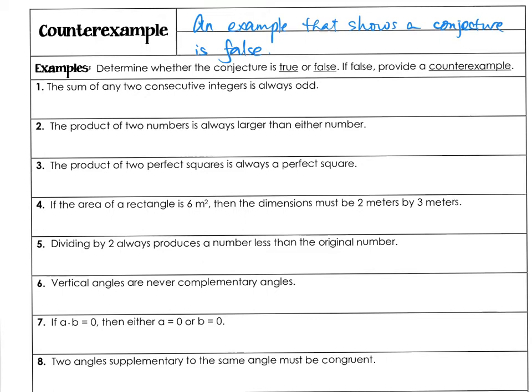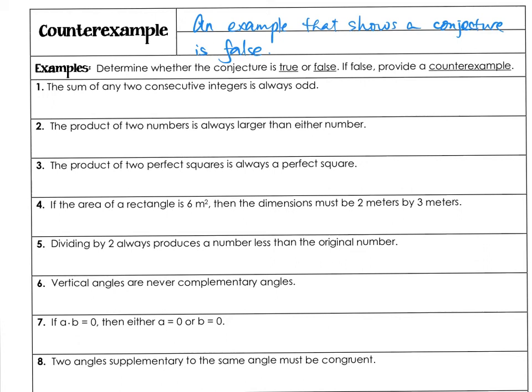Right? So some of you teenagers are familiar with this. When your parents give you some reasoning and ask you to do some things, you like to provide a counterexample, right? So let's see, what are some of these examples? Determine whether the conjecture is true or false. If false, provide a counterexample.